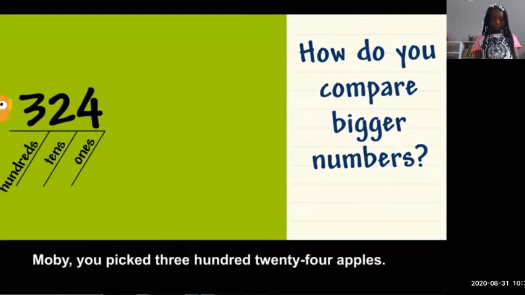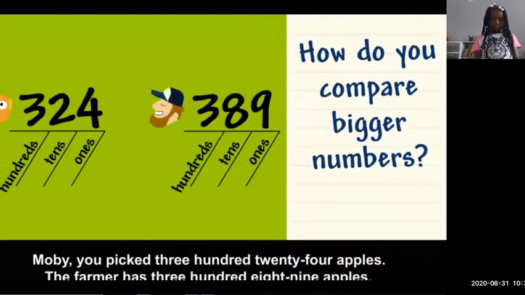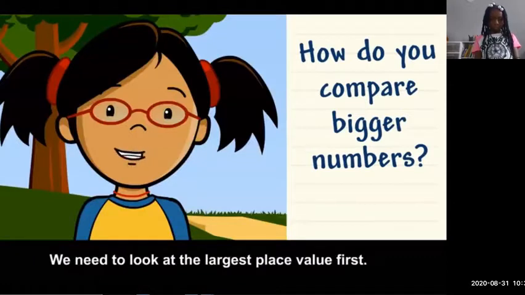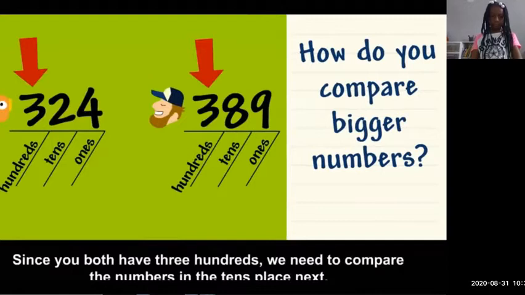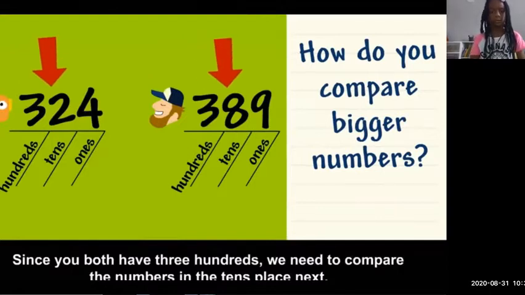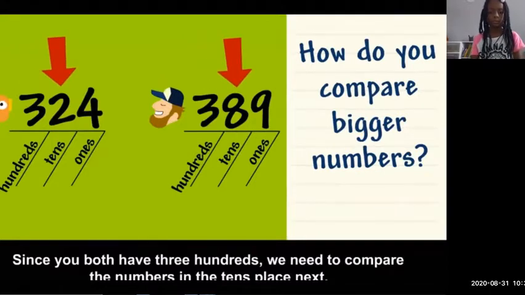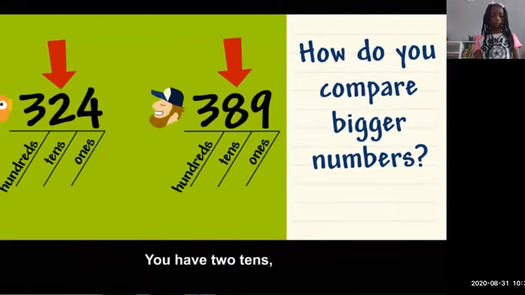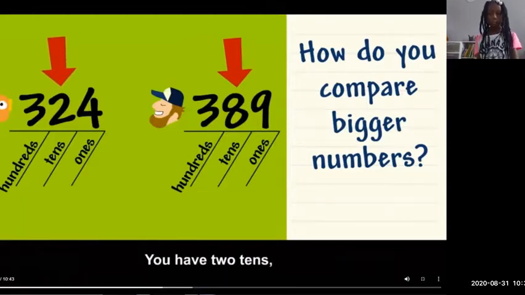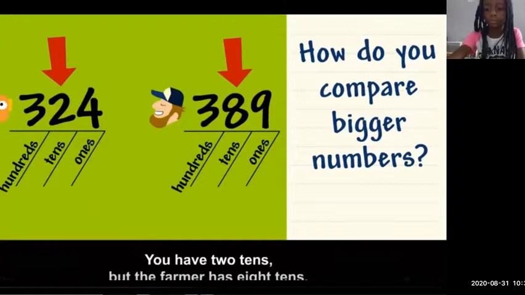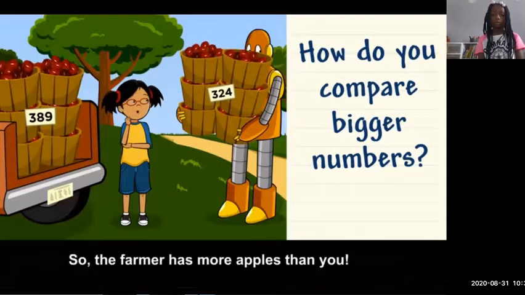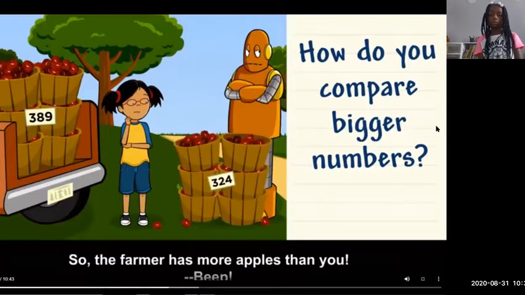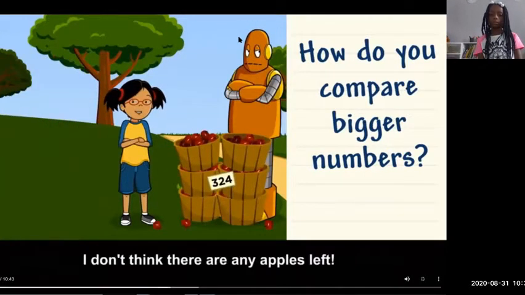324 apples. The farmer has 389 apples. We need to look at the largest place value first. Since you both have 300s, we need to compare the numbers in the tens place next. You have 2 tens, but the farmer has 8 tens. So the farmer has more apples than you. I don't think there are any apples left.